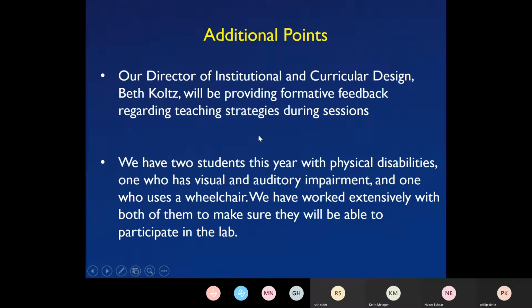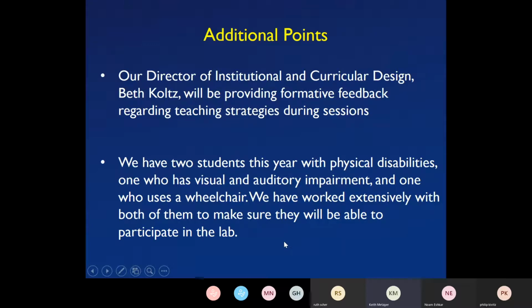Okay, just a couple of additional points. As I mentioned, we will be providing you with formative feedback regarding teaching strategies throughout the session. We have our Director of Institutional and Curricular Design, Beth Colts, who will be there. She'll be watching you and kind of standing behind you, so don't get nervous. She's not there to critique you or to report back how you're doing. She is there purely to help you and to provide formative feedback so that you can improve the experience for you and improve the experience for the students.